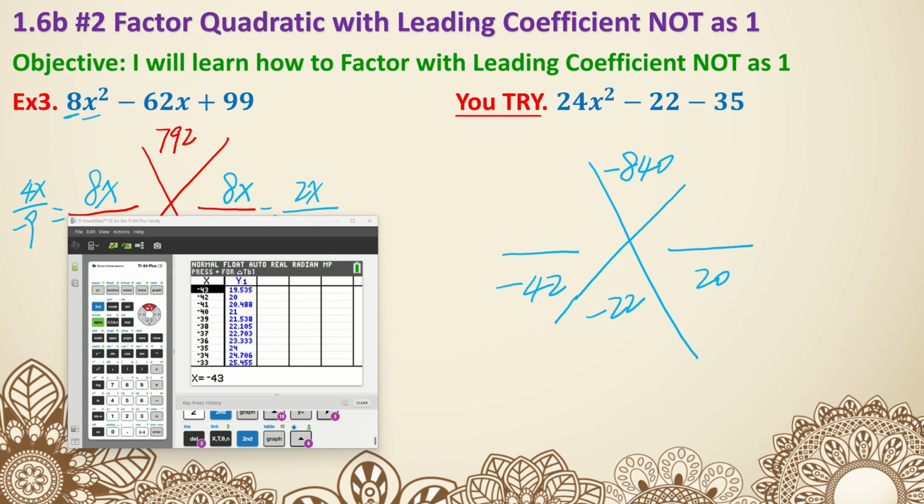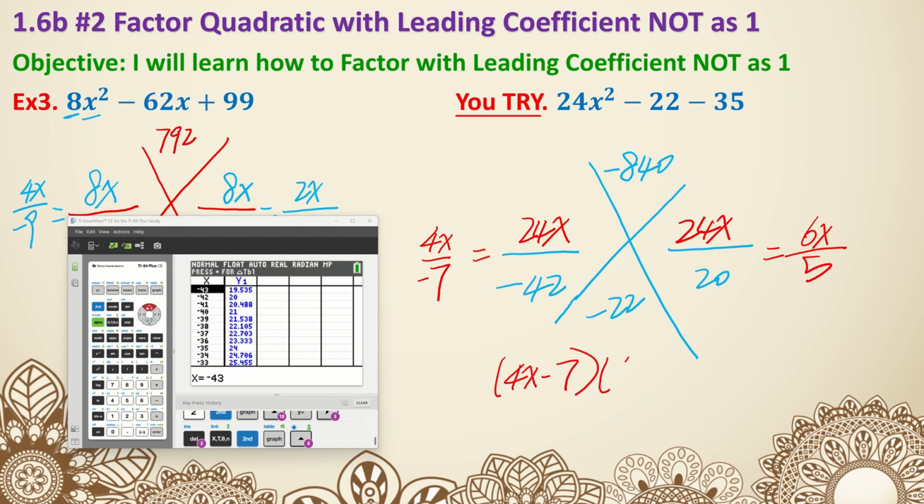On the top, we need the leading coefficient with the variable. Now we need to simplify. 24x over 20 is 6x over 5. 24x over negative 42, they could both be divided by 6, so it's going to be 4x over negative 7. Final answer, 4x minus 7 times 6x plus 5. There we go. That is example 4.